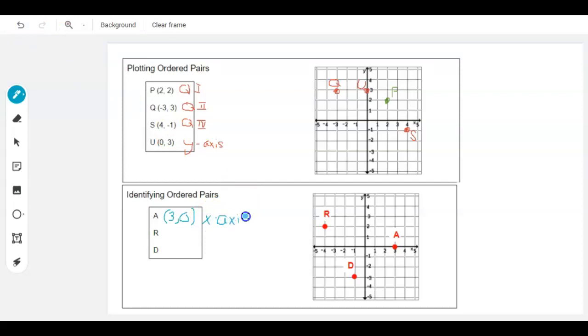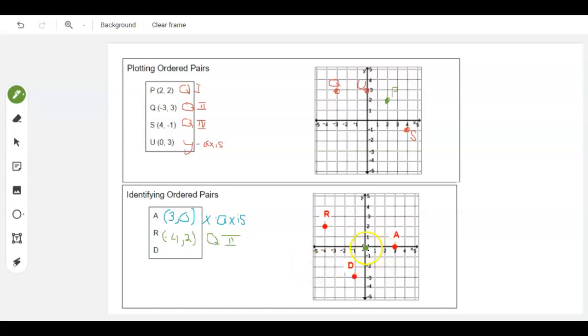All right? I need you to try out R and D. Pause the video. All right, looking at R and D. R's first, so it goes over 1, 2, 3, 4, and it's at -4, so that'll be my first number. And then it goes up 1, 2, and that went up, so it's positive. And it's located over here, which is quadrant 2.